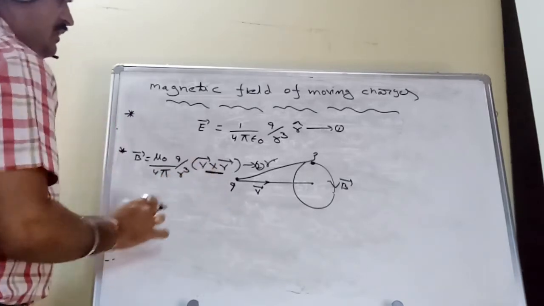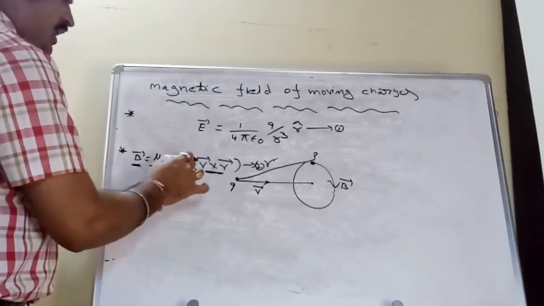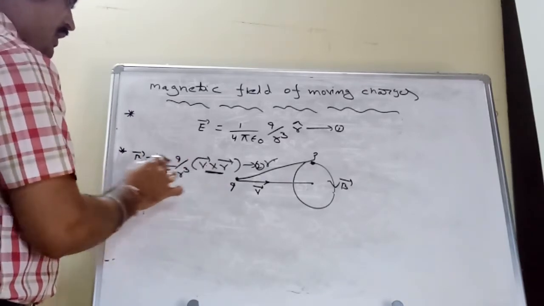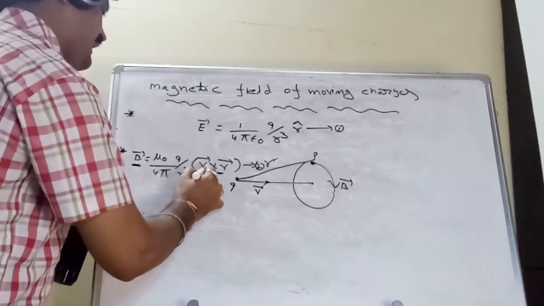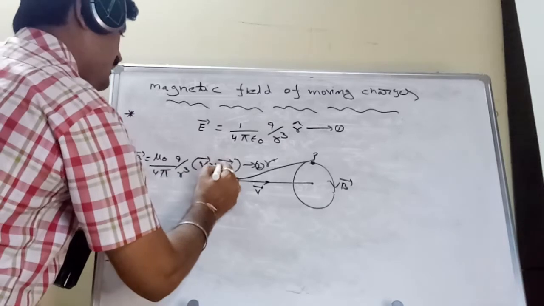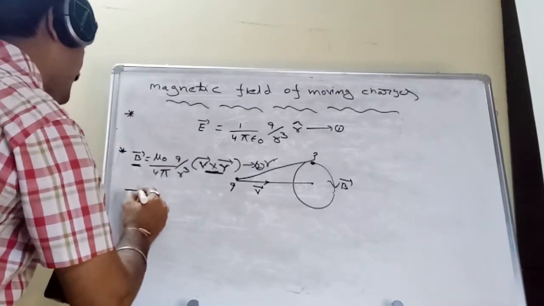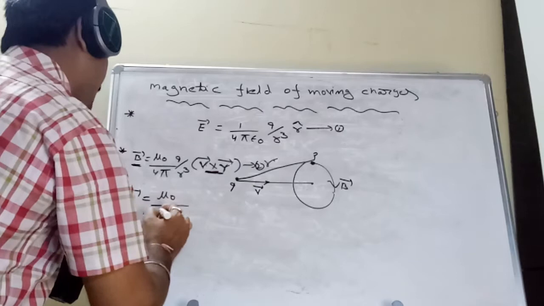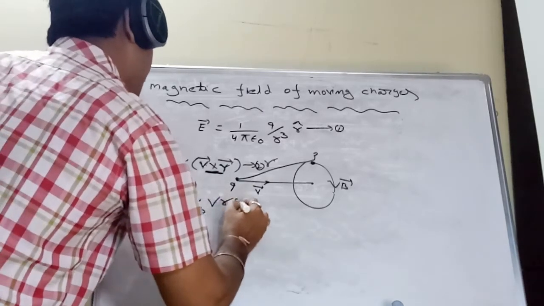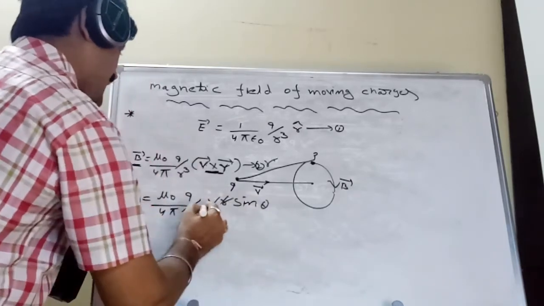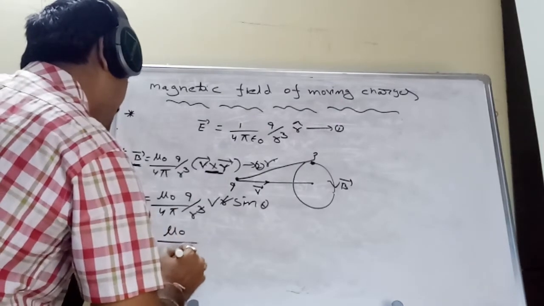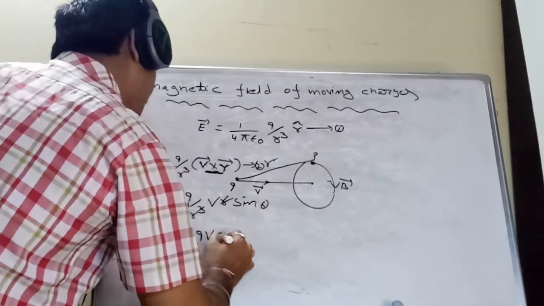So B bar is the resultant of v bar cross r bar, mutually perpendicular to both v bar and r bar. Here by the right hand screw rule, the cross product of v bar and r bar gives the direction. So B equal to mu naught by 4 pi, q by r cube, into v r sin theta. So r cancels. So B equal to mu naught by 4 pi, qv sin theta.